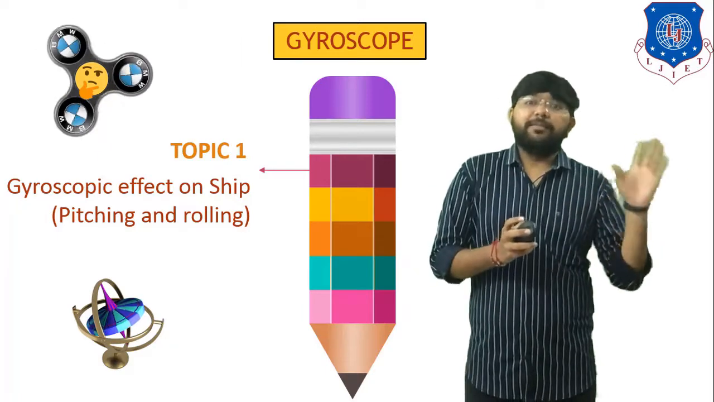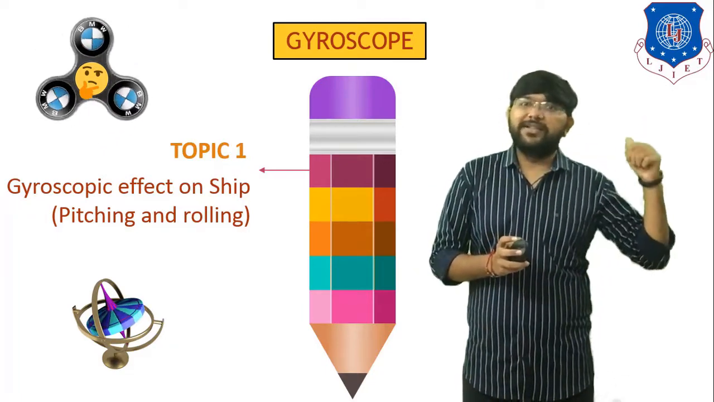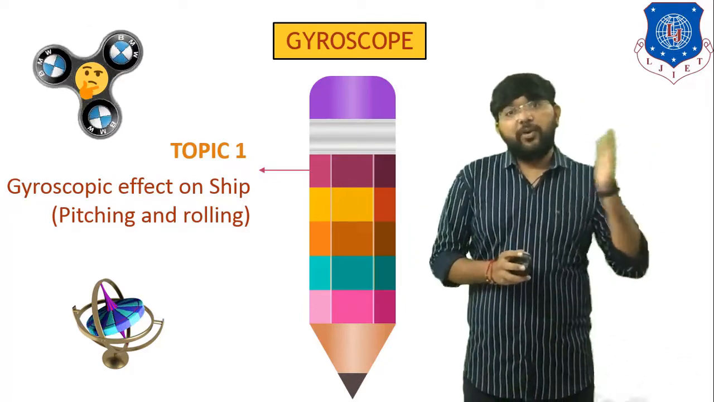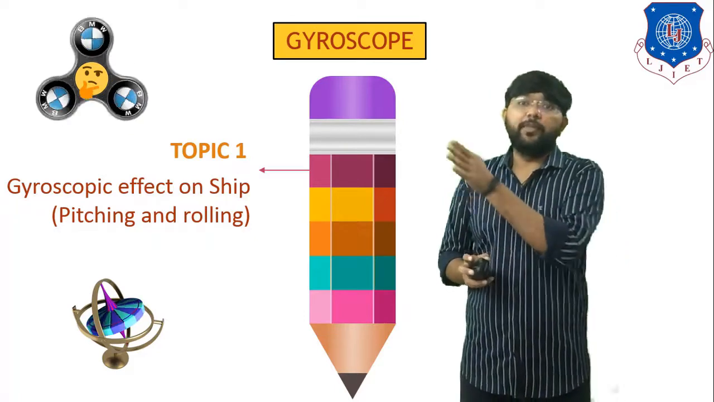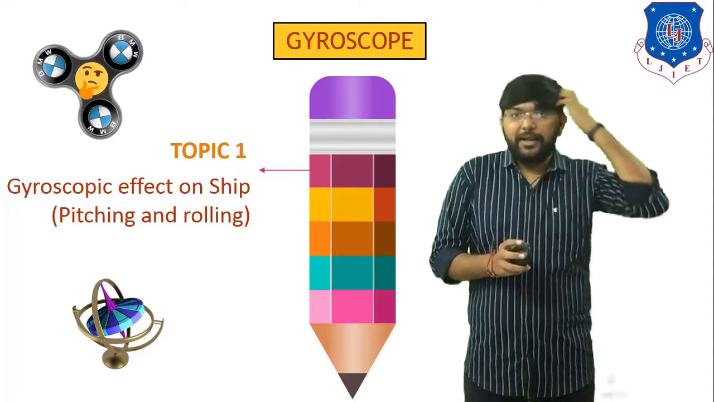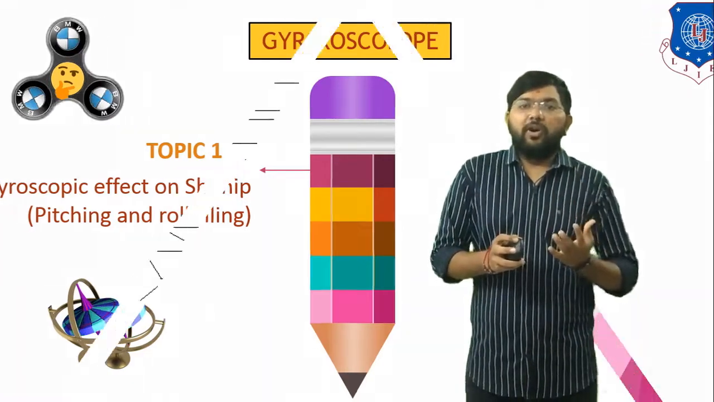While pitching, there are three types of motion that we already discussed: first is steering motion, second is pitching motion, and third is rolling motion. In today's session we discuss pitching motion and rolling motion, because steering motion we already discussed. So what is the gyroscopic effect on a ship?